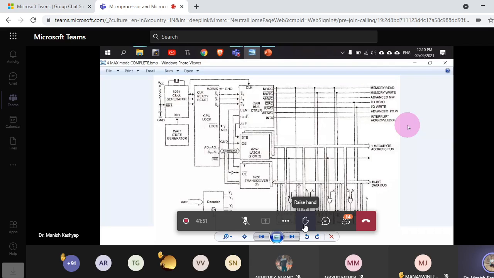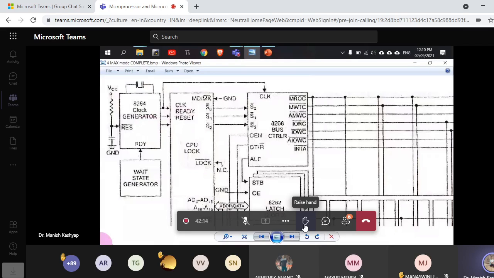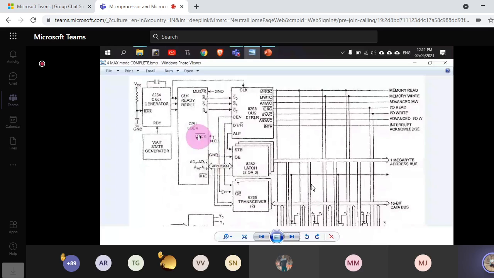Can somebody tell? Is this clock generator applied in the same way? Let's have a look at this clock generator. Is it applied in the same way? Yes or no? Is there any difference in this application of clock generator to 8086 as compared to the minimum mode of operation? No, sir. Okay, so is there any difference in context of this bus controller IC?